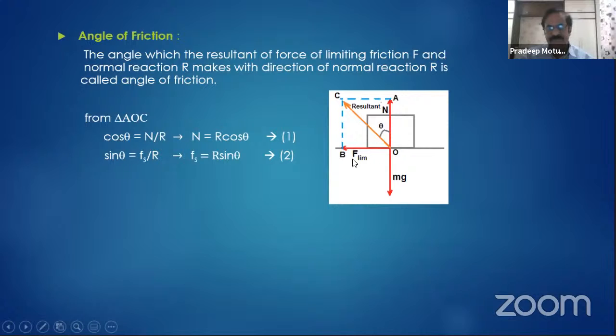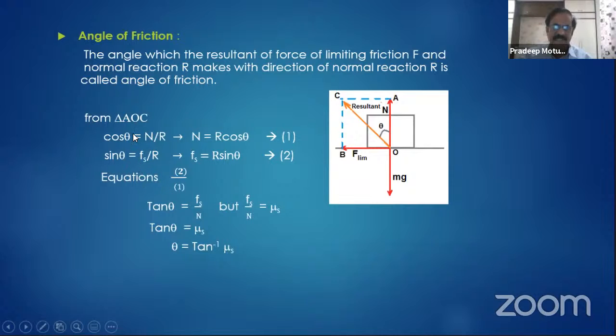Similarly, consider sin theta. Here this value is equal to this value. That means sin theta is equal to Fs by R, where Fs is the static friction. So Fs is equal to R sin theta. This is equation number 2. Now take equation 2 by 1. That is sin theta by cos theta equals Fs by R whole divided by N by R. Sin theta by cos theta is tan theta, R cancels, so it is Fs by N.